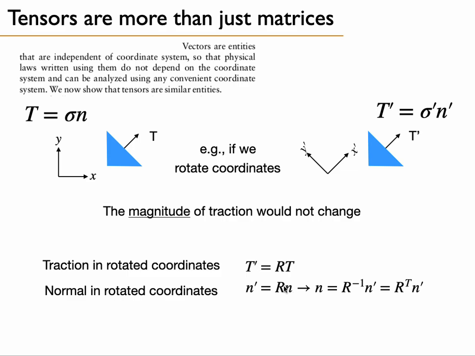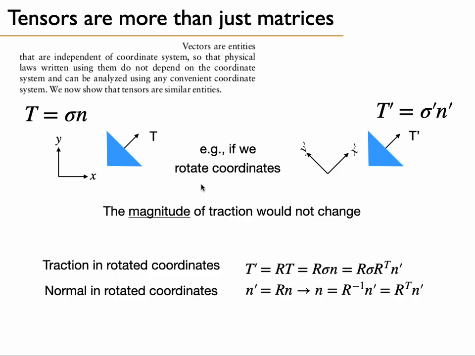Now we formulate n, so we can solve for n, and you obtain n is equal to r minus 1 times n prime. This is also equal to r transpose times n prime. In the next step, we substitute this definition into the line above. So T here is replaced by sigma times n, and n is replaced by r transpose n prime.